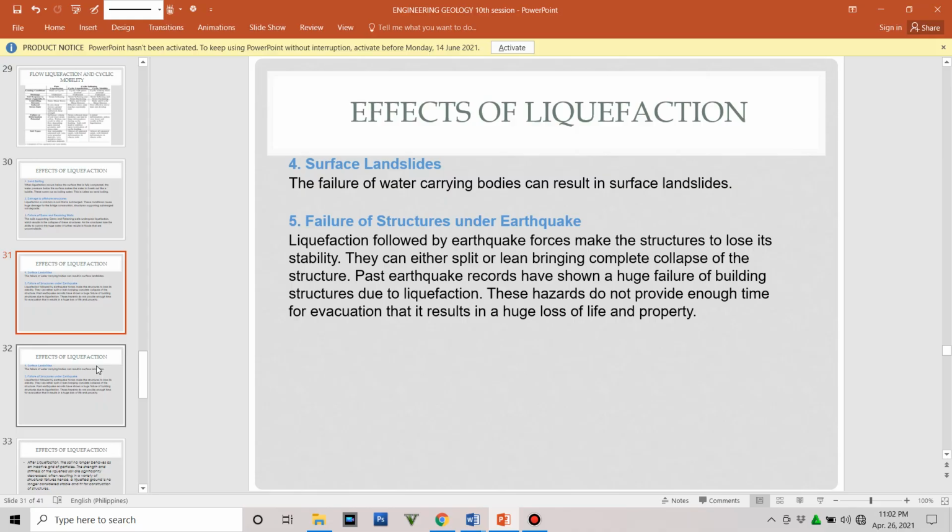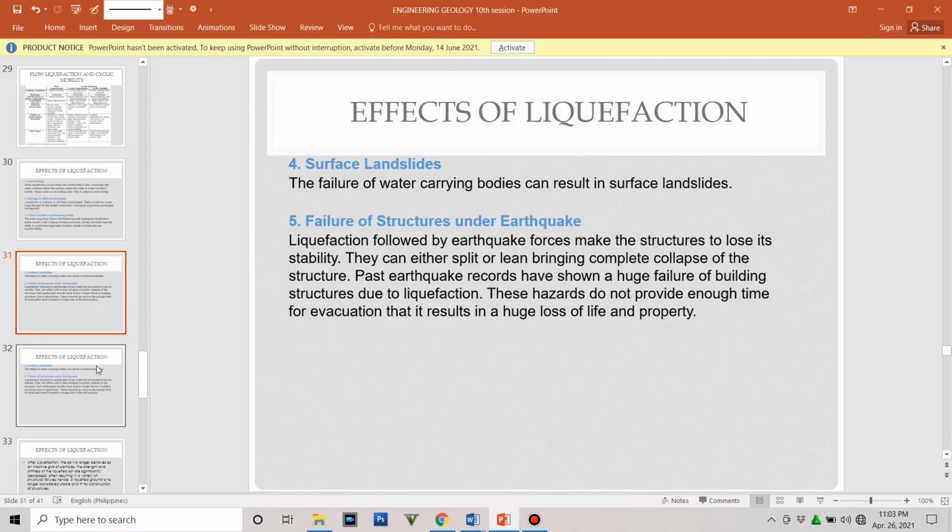And then number 5, failure of structures under earthquake. Liquefaction followed by earthquake forces make the structure lose its stability. They can either split or lean, bringing complete collapse of the structure. Past earthquake records have shown a huge failure of building structures due to liquefaction. These hazards do not provide enough time for evacuation, so it results in a huge loss of life and property.